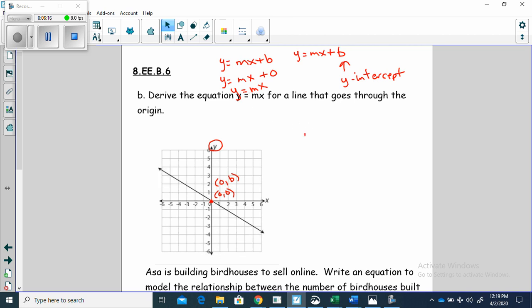So let's write the equation for this one. y = mx. We've talked about m before. m is our slope. We can find it with rise over run, the same thing as change in y over change in x. Let's find 2 points where it crosses.